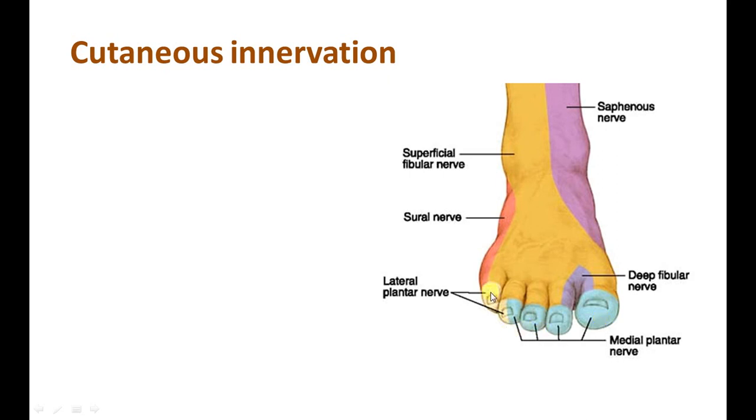Now you might wonder why so much importance is given to the cutaneous innervation. That is because when you test for sensations, you can know if the sensation is affected or not, and based on that, which spinal segment is affected. So for that you should have a fair idea about the root value of these nerves also.